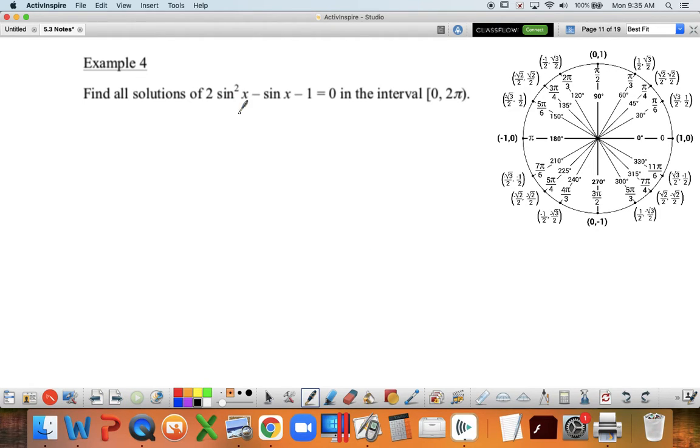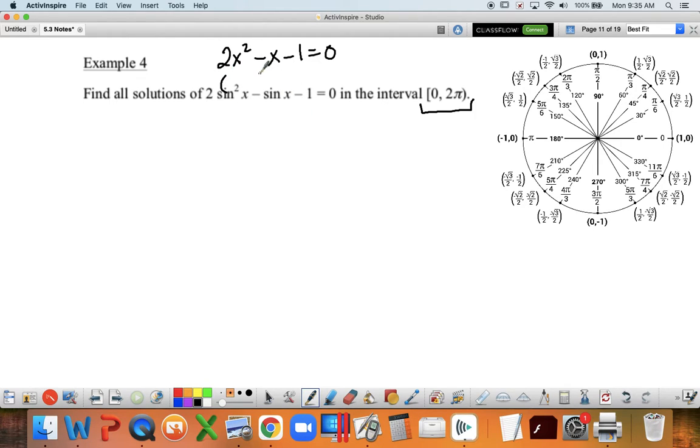So we've got 2 sine squared x minus the sine of x minus 1 equals 0. And instead of finding all the multiples, I just want to find the answers that exist between 0 and 2 pi. So that's a little bit more straightforward. What I tend to do with these, to take out some of the confusion, is rewrite this in terms of just x's, not in terms of sine of x's, but just x's.